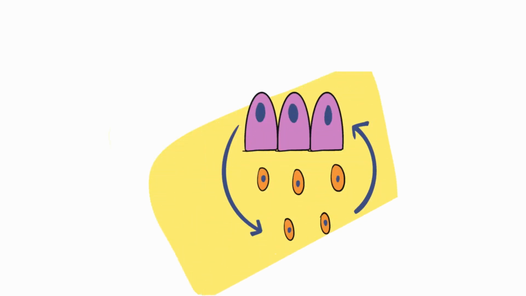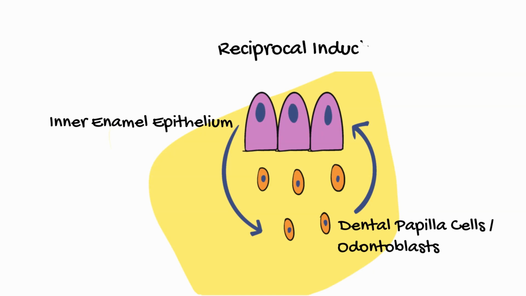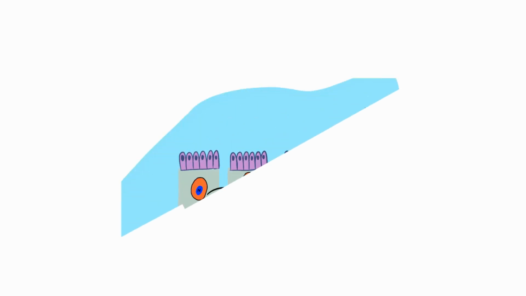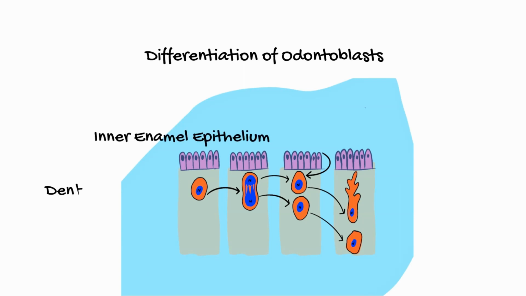During the crown pattern determination, when the interaction is happening between the inner enamel epithelial cells and the ectomesenchymal cells, the inner enamel epithelial cells start producing some signaling molecules, for example transforming growth factor beta, and these signaling molecules pass through the basement membrane, and are taken up by your peripherally located dental papilla cells. These signals act as differentiating factors, and the cells start differentiating into your odontoblasts.